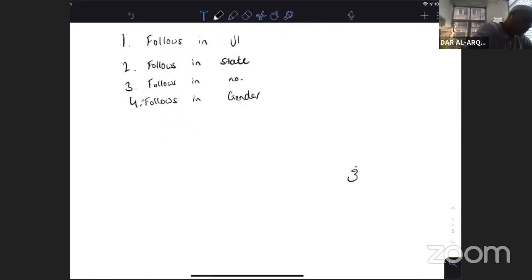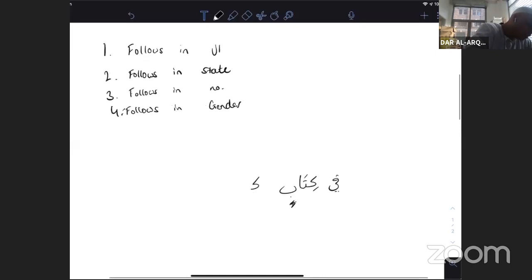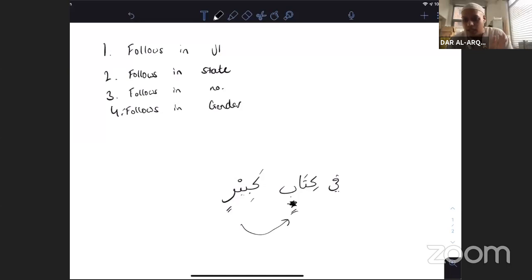If I have the word fi, I have to say fi kitabin because of fi, because of the harf jar. Therefore, when I write the adjective, let's use kabirin again, I would say kabirin this time. Oops, that is a mistake as well. Why do I say kabirin? It's because the original word, let's cross that out, do it again. The original word is majroor. Therefore, the adjective has to also be majroor. Is that clear, everyone?